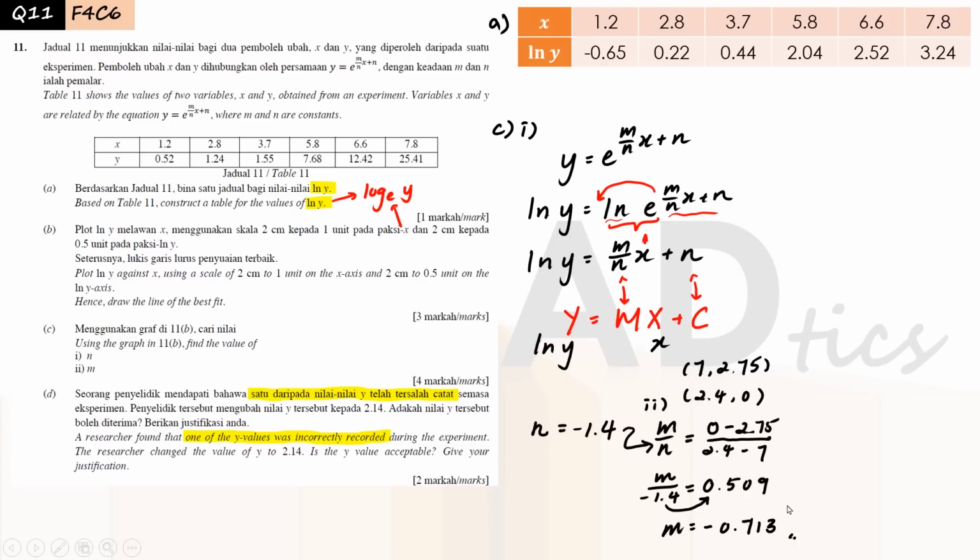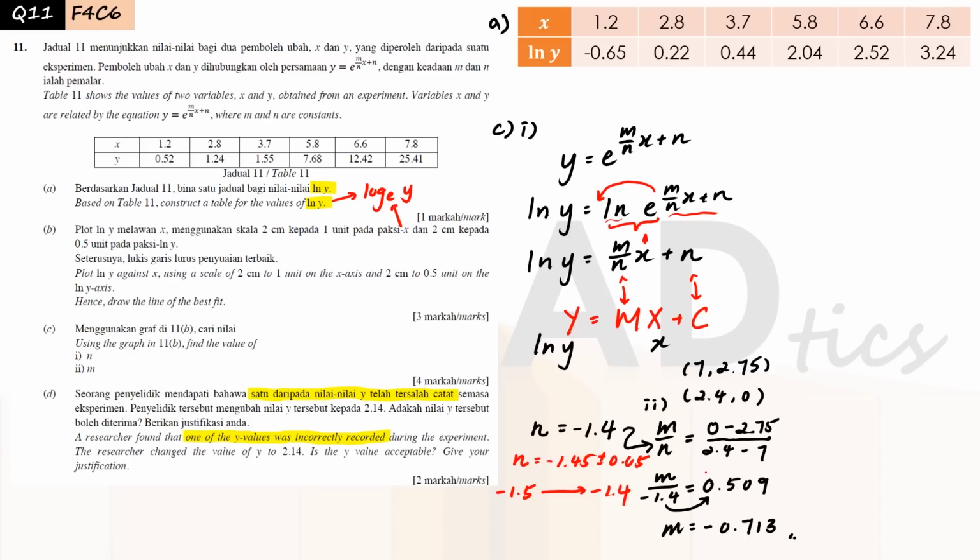So your answers may be different from mine. The reason is because we drew slightly different best fit lines. Okay, so for the values of m and n, there will be a range of values that will be accepted as answers. For example, according to the answer scheme, for n, the answer is negative 1.45 plus minus 0.05, which means the value of n can be from negative 1.5 until negative 1.4. Okay, so this would be accepted as an answer.